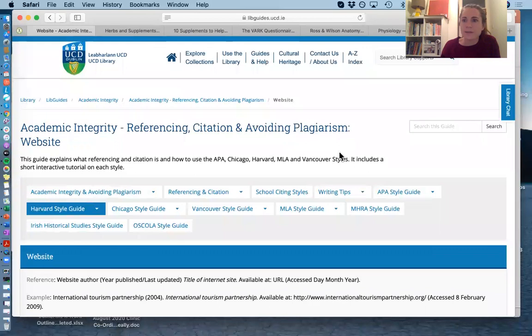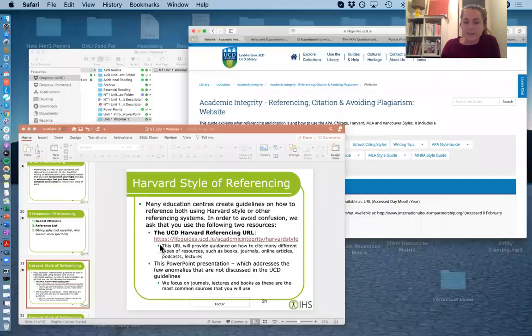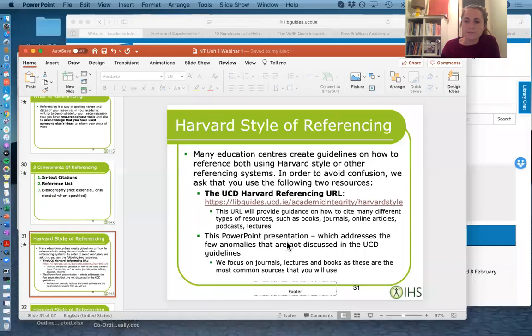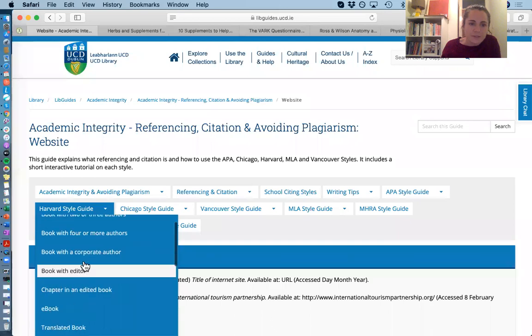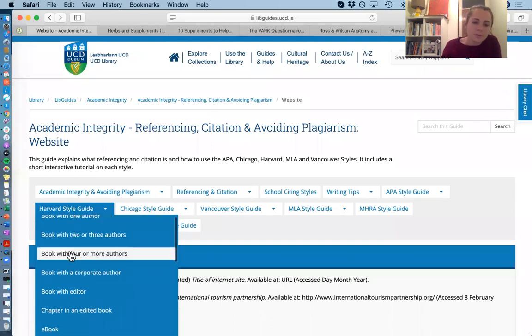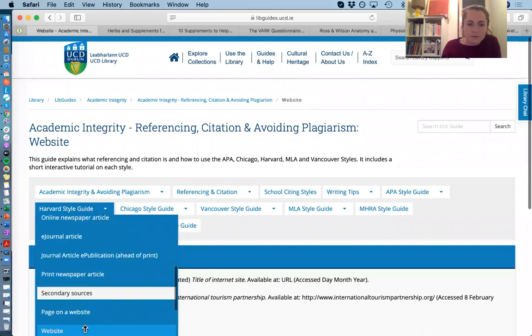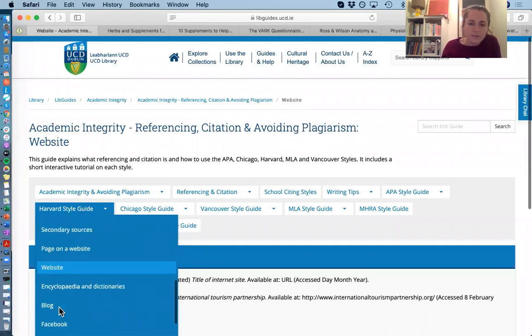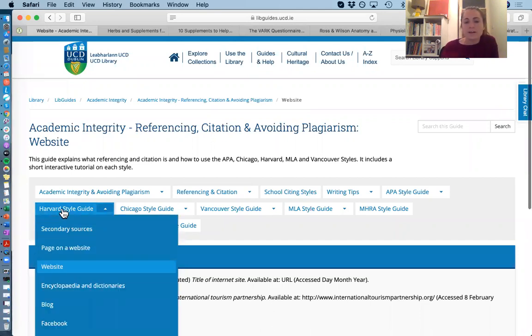I'm just going to pull it up here. It's free, so the URL is there. You'll find it in the PowerPoint. And it's great. It shows you, here's Harvard style. It shows you how to reference a book with one author, a book with four or more authors, an ebook, an e-journal, secondary sources, a website. It's incredibly comprehensive.